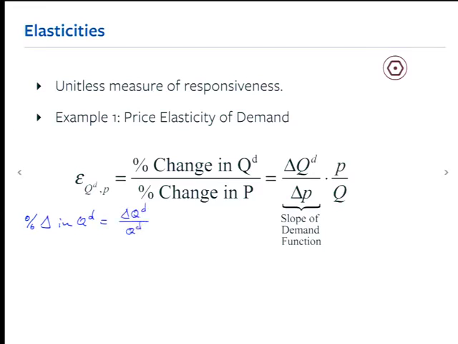So what do I mean by that? The percent change in quantity demanded is the change in quantity demanded over quantity demanded, right? So if quantity demanded goes from 100 to 110, the percent change is, well, how much did it go up by? 10, divided by what we began with, 100. So it's 10 over 100, it's 10%, right? Or 0.1. So that's how we define the percent change in quantity demanded.